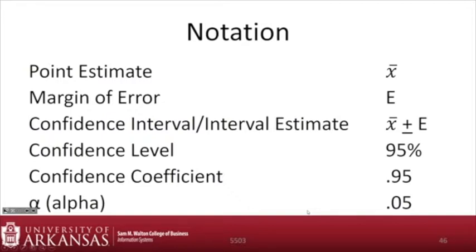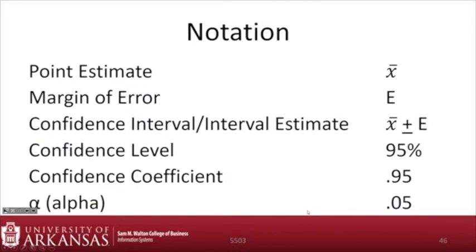So our confidence interval, or our interval estimate, those two words can be used interchangeably, okay, as the point estimate plus or minus the margin of error. When we talk about a confidence level, confidence level is a 95%, a 99%, a 90% confidence level. When you talk about the confidence coefficients, you change it from a percent to a decimal. And I don't use the confidence coefficient a lot, but technically the confidence coefficient is used in the calculations.